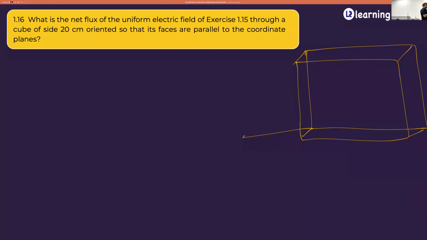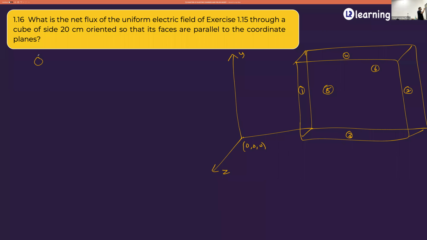So if I take, for instance, this to be the origin, this is Y, this is Z. Okay, if I take this to be the origin, if I take this to be the first side and this to be the second side, third, fourth, fifth, and the back side is taken to be sixth, for instance.